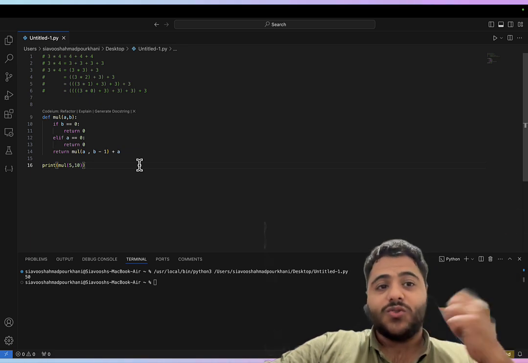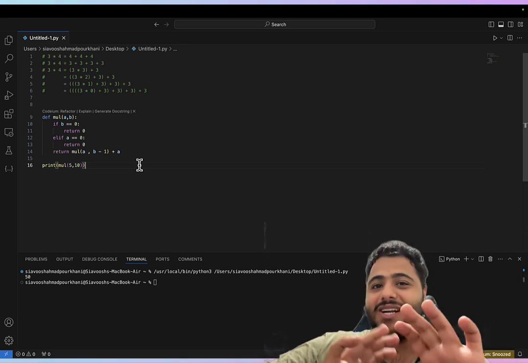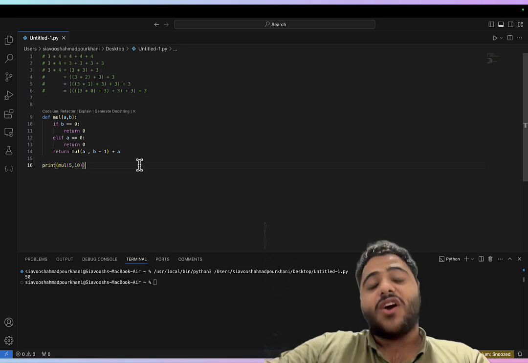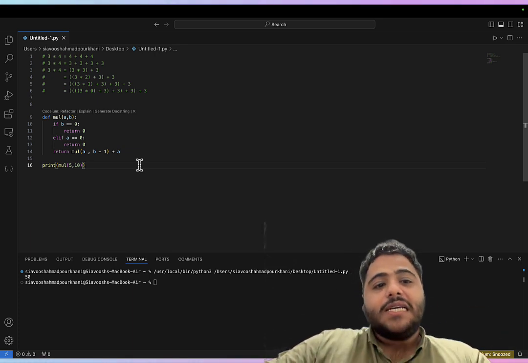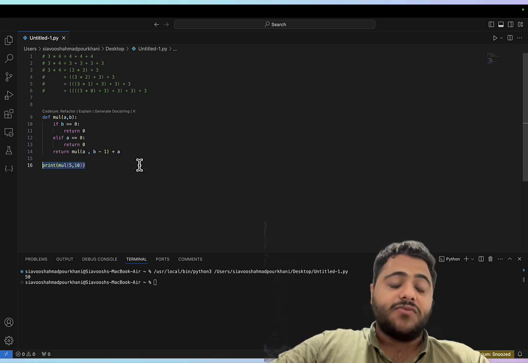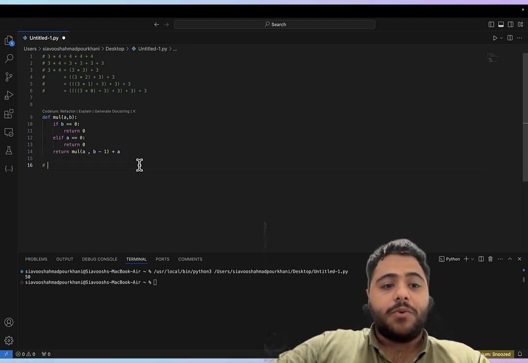We're not going to waste our time there. We just want to learn what is recursive function programming, and that's it for now. So let's write another function for the power.